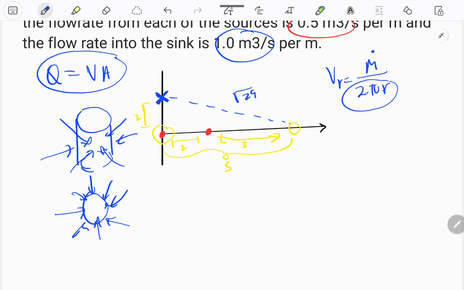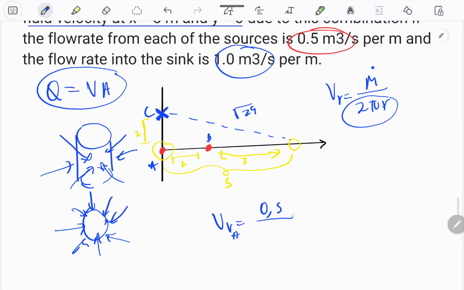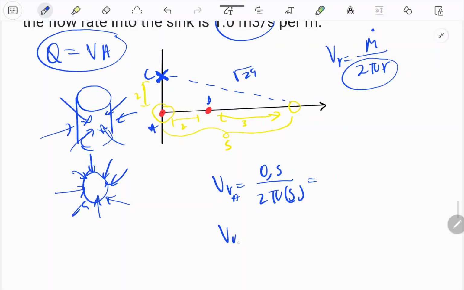Okay, so if we can try to find this, this is a source, right, and this is also a source. So if I want to find v_r influenced by, let me call this one A, this one B, and this one C. v_r by A is going to be m, it's a source, right? It's giving me 0.5. Source, made them red. 2 pi r, where r is the distance, 5. Then I'll get some number. I have to punch it on a calculator, but let me not do that now.